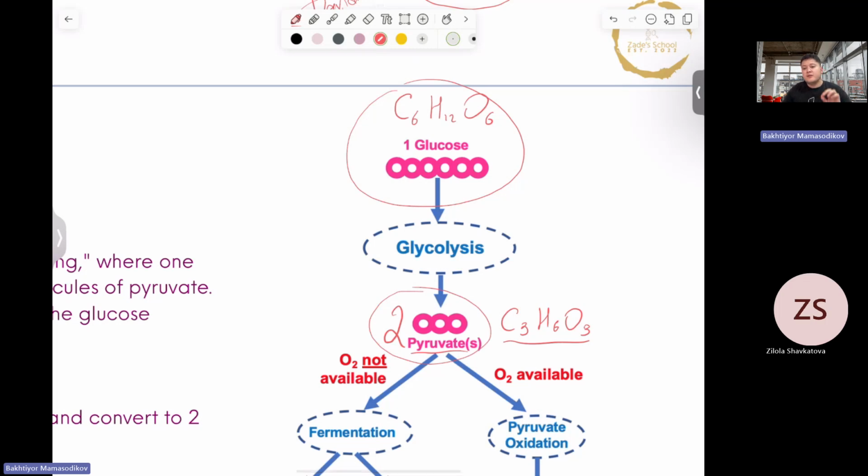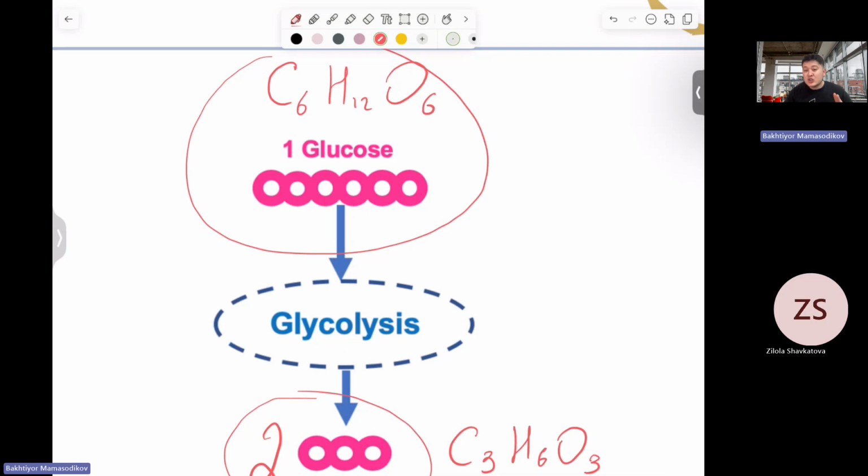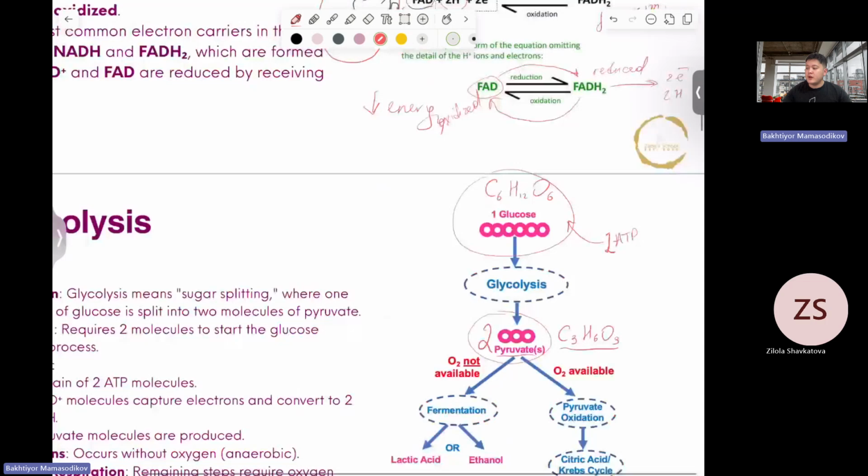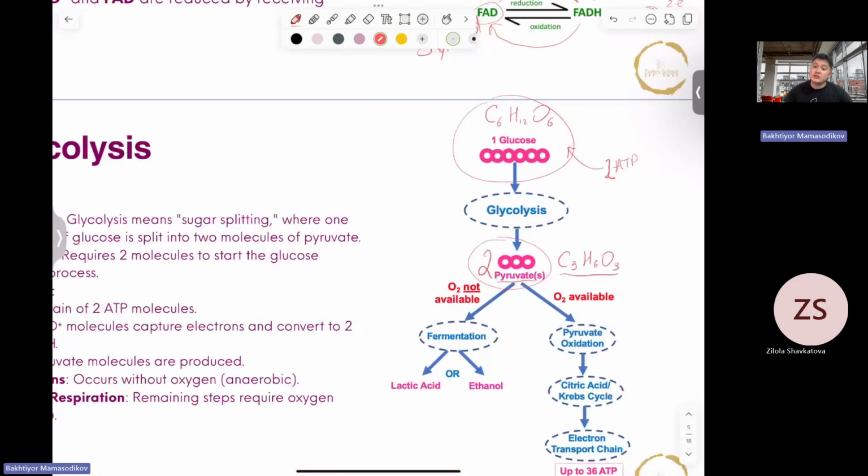But first the cell has to spend 2 ATP to begin this reaction. In order to make the pyruvate, in order to do the glycolysis, our body needs 2 ATP, like a small investment. So 2 ATP is used for this process. It's not released, it's used.